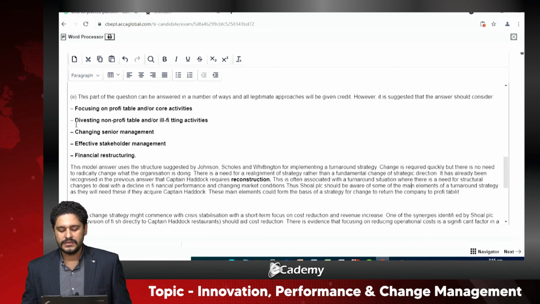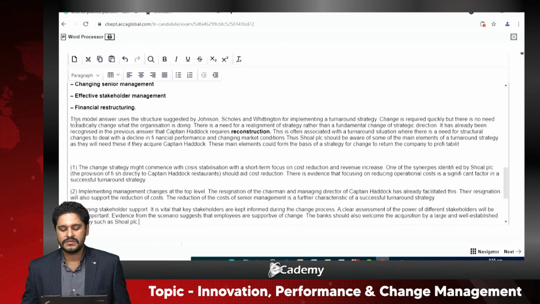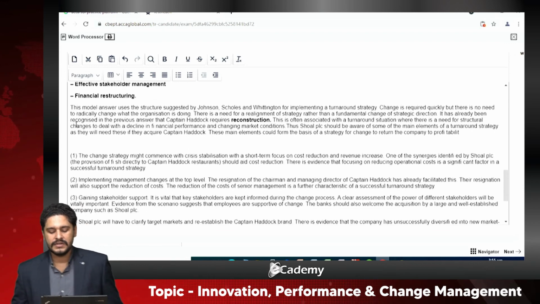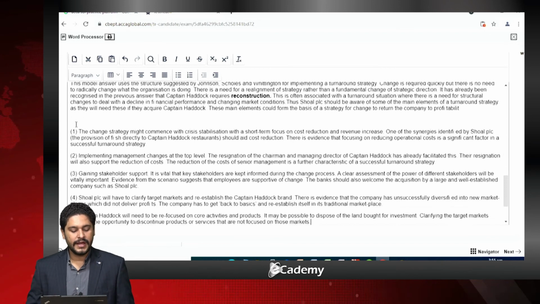Thus, Shoal PLC should be aware of some of the main elements of turnaround strategies, as they will need these if they acquire Captain Haddock. These main elements could form the basis of a strategy for change to return the company to profitability. Now, what are the elements?